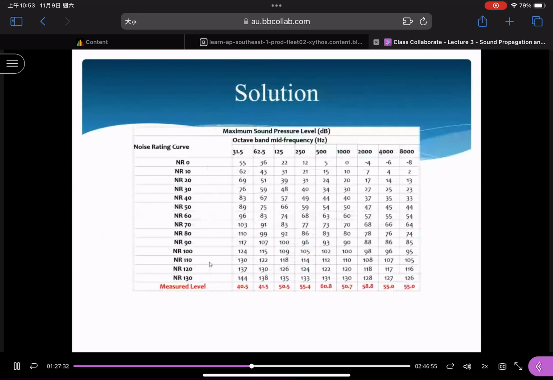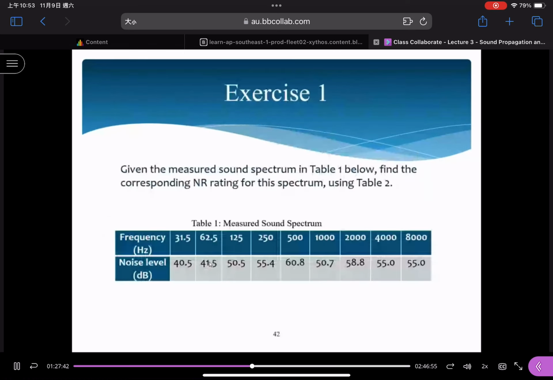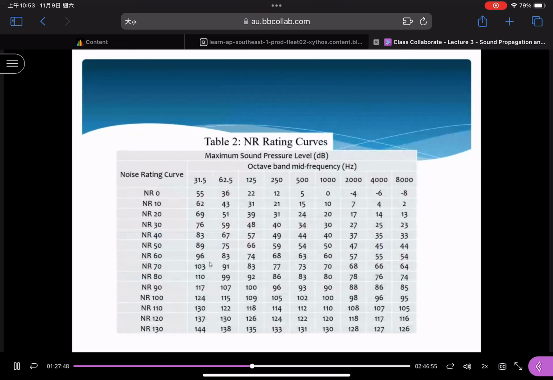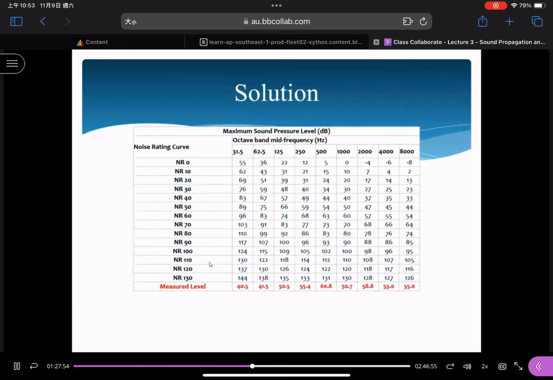Go back to our data here. This is the standard chart, correct? And this is the measured level, the red figures, based on table number 1. Listen to me on how to find this using the NR curve. First of all, you have to identify which value is higher than the measured level at different frequencies. For example, which one is higher than 40.5? With the data for the whole column, which one is higher? 55, correct? The first one, 55, is higher than 40.5. How about the second one, 41.5 at 62.5 Hz? 43. Across the whole spectrum, you identify one by one. 50.5, 57 is larger than this one. 59 is larger than 55.4. Any problem? This is the first step.